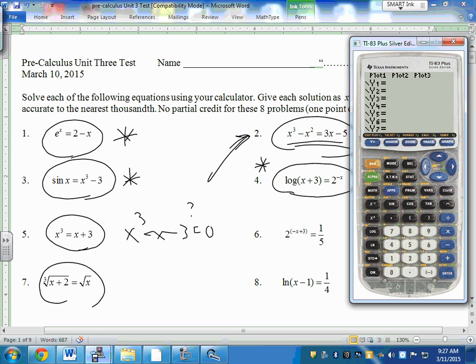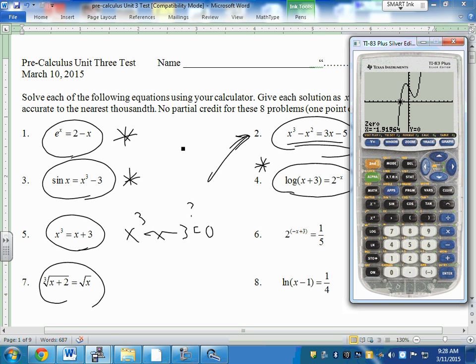I type in x cubed minus x squared minus 3x. Remember, I have to move that over, plus 5. Zoom 6 is my standard window. I see 1 zero. It looks like it's over here. Second, trace, 0. Some number to the left, negative 5 is to the left. Some number to the right is positive 5. Guess, and there's my zero, negative 1.919. But I've got to round, right? So let's make sure we round correctly.